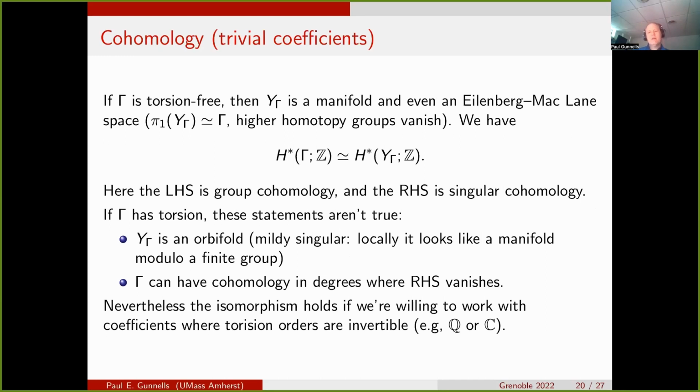Okay, finally, we get to cohomology. So if our group gamma is torsion-free, then when we take the quotient Y_gamma, remember that's gamma divided into D, that's going to be a manifold. In fact, even better than that, it's what's called an Eilenberg-MacLane space. So the fundamental group of that quotient is isomorphic to gamma, and there are no higher homotopy groups. They all vanish. So in this setting, we have something like a geometric incarnation of the group gamma.